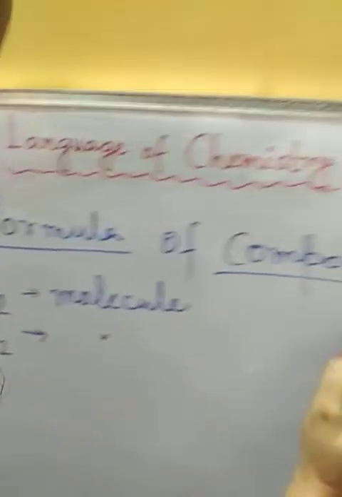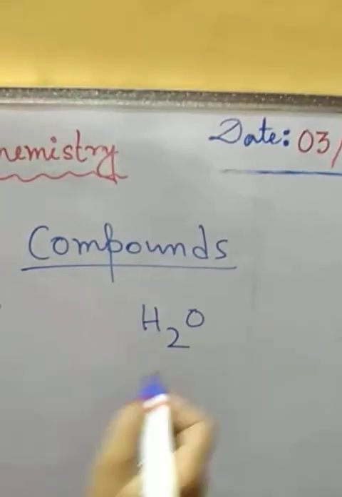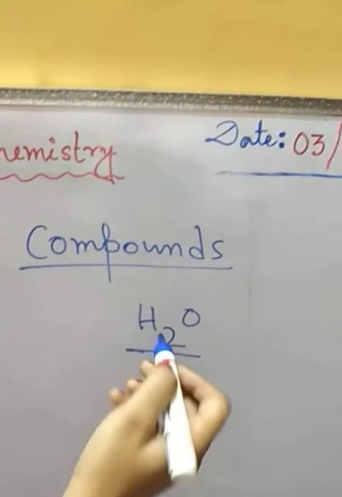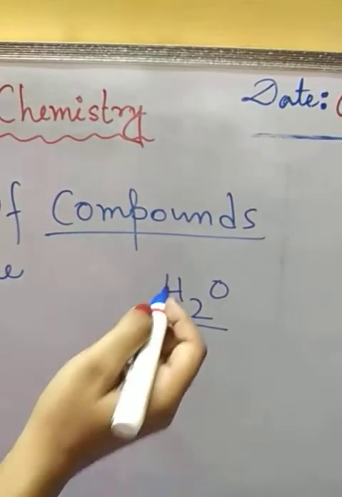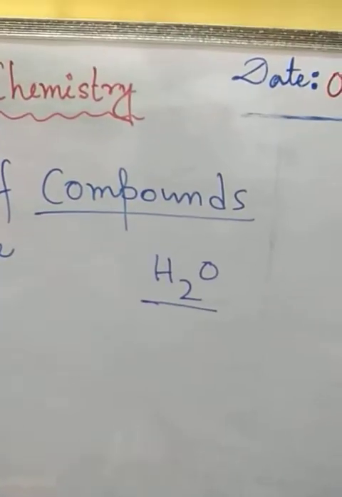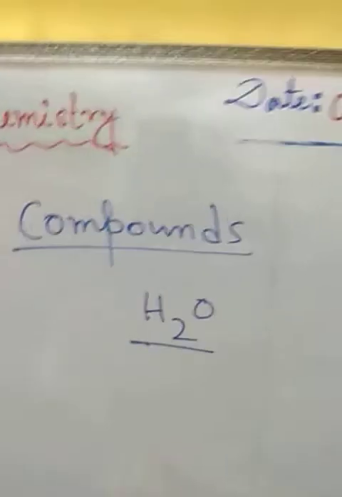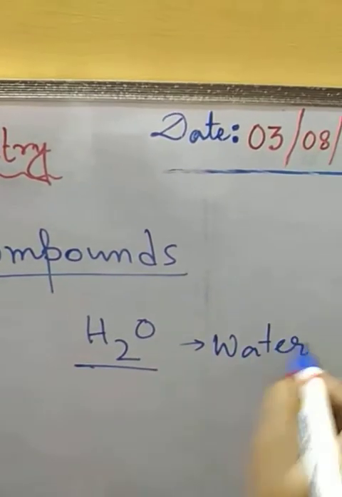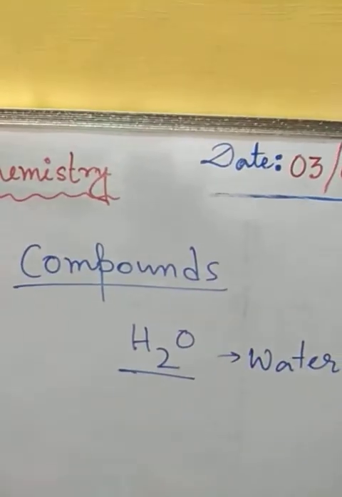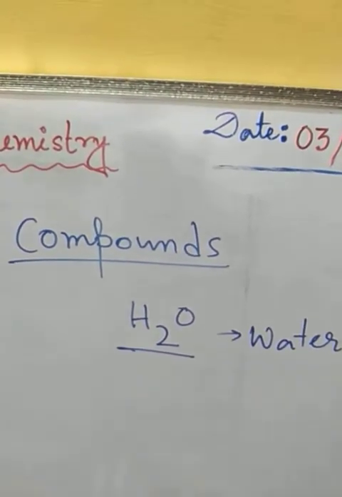Whereas for a compound, suppose water, this is a compound, the constituent elements will be there. The symbols of the constituent elements we use for writing the formula of the compound. So this is water, we know. In this manner we are going to learn how we will be writing the formula of the compounds.